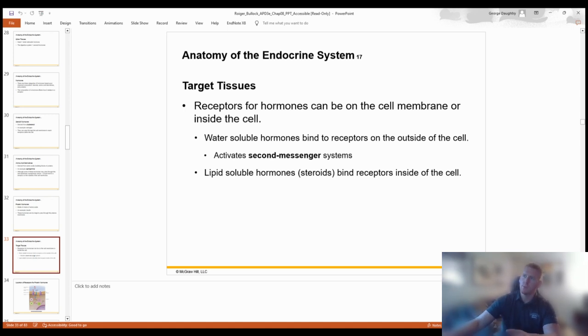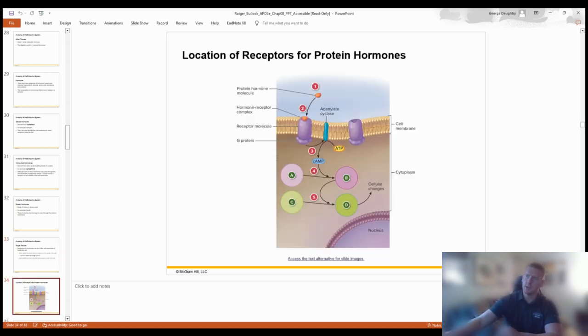Okay. This whole process involves receptors. There are specialized receptors for certain hormones. Water soluble hormones bind to the receptors on the outside of the cell, and this activates a secondary messenger system. What does a secondary messenger system mean? That simply means that the hormone couldn't enter into the cell. It had to bind to a receptor that initiated a process. So here's what it looks like.